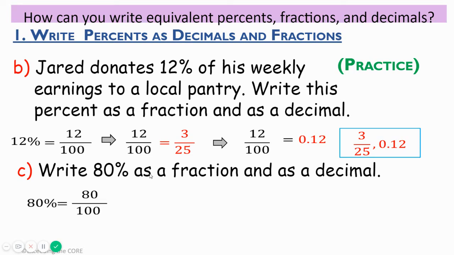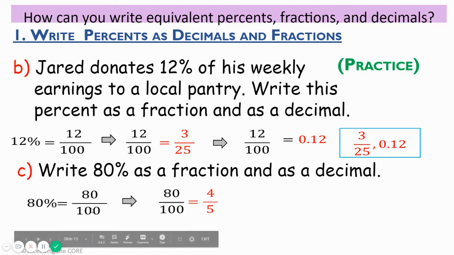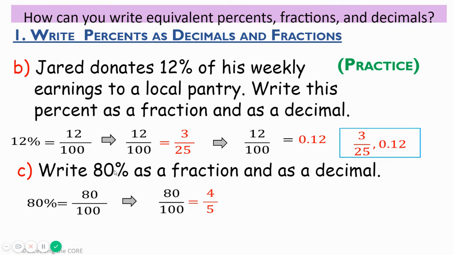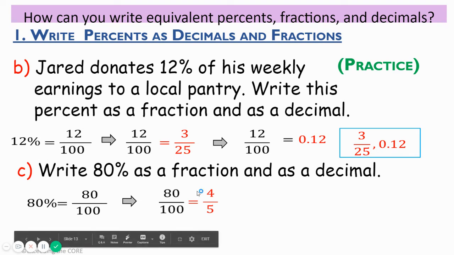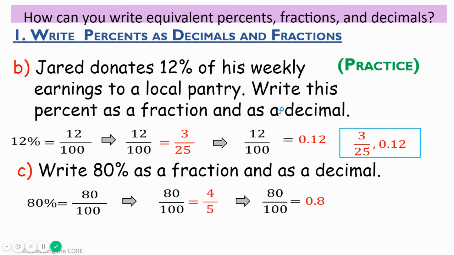So I'm thinking of what can I divide 80 and 100 by? And let's see, looks like 20. So 20 would be the biggest number that we can divide both 80 and 100 by evenly. So 80 divided by 20 is 4, and 100 divided by 20 is 5. So 80% is equivalent to the fraction 4 over 5. And then take 80, divide that by 100, or move your decimal 2 places to the left, and you get 8 tenths as your decimal.